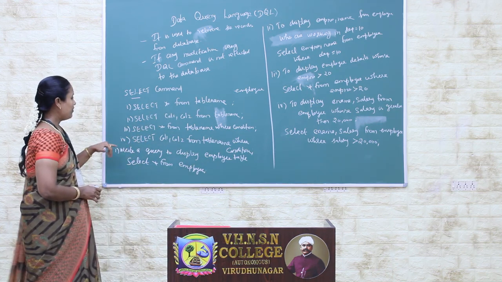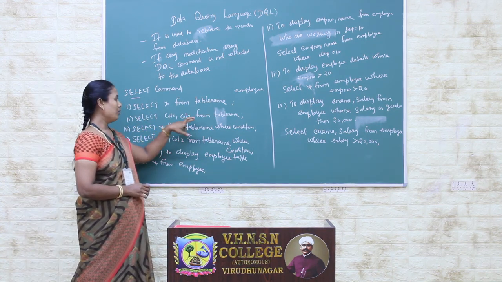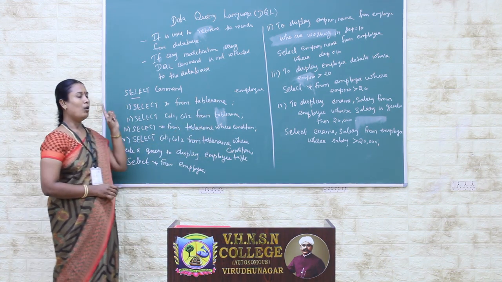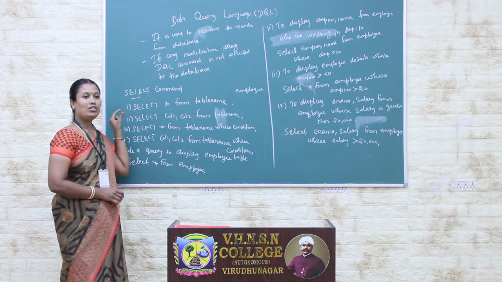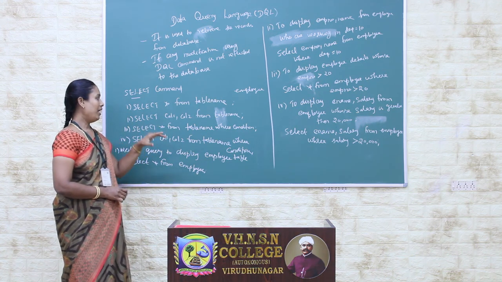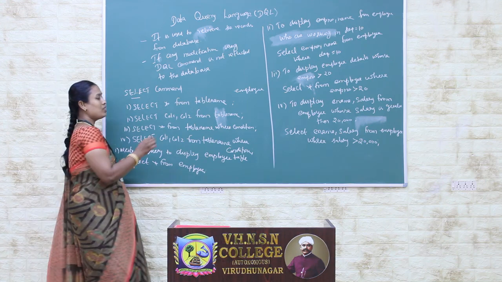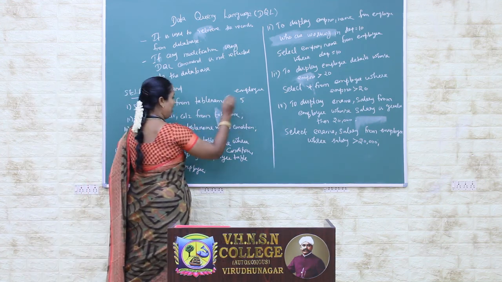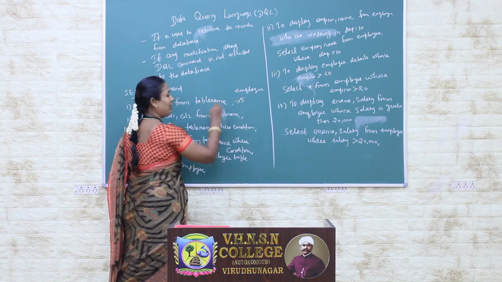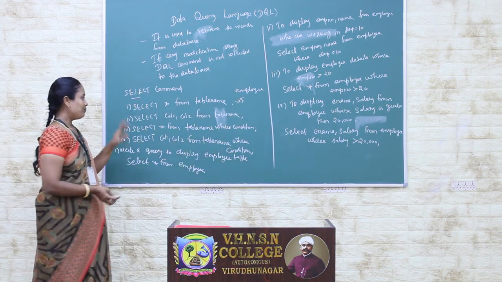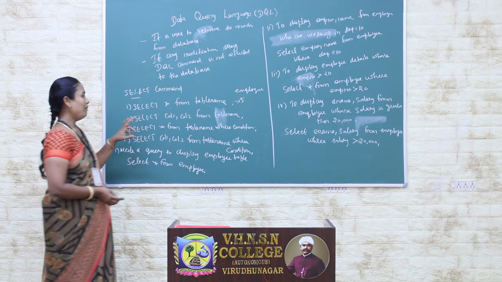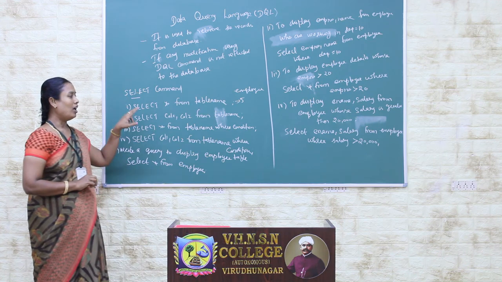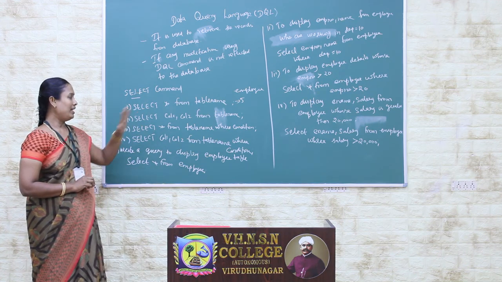Then the next one, SELECT column1, column2 FROM table_name. What is the difference between these two methods? In the first one, all the field values contained in the table are displayed. But in the second method we are able to specify the column names. For example, if the employee table contains 5 fields, in the first query all 5 fields with values will be displayed. In the second query, only the columns we specify, column1 and column2, will be displayed from the table.